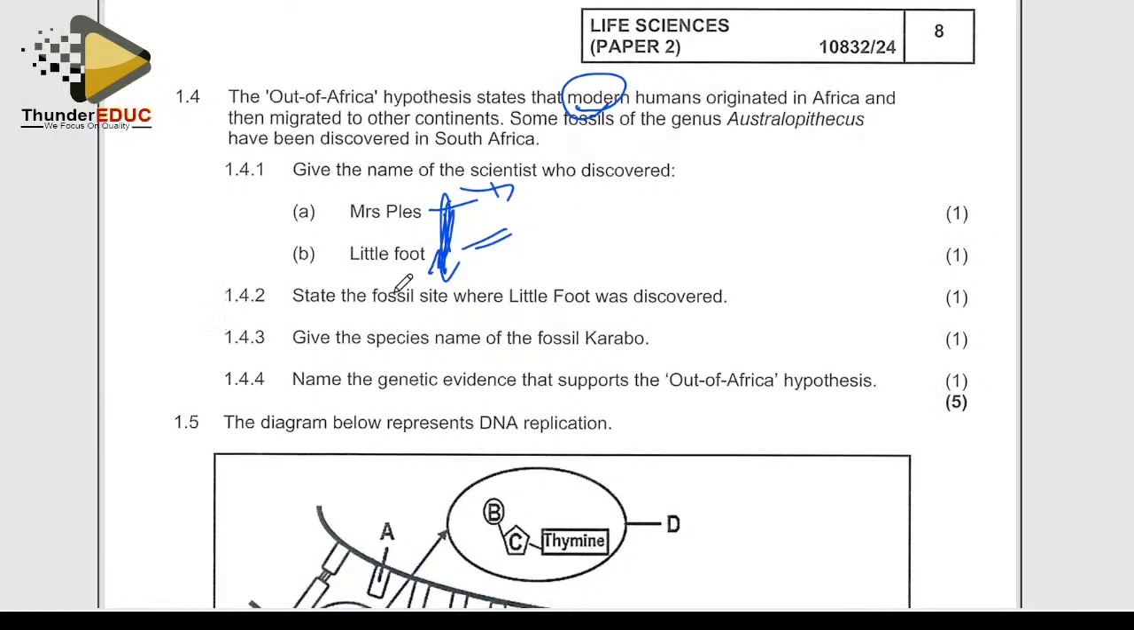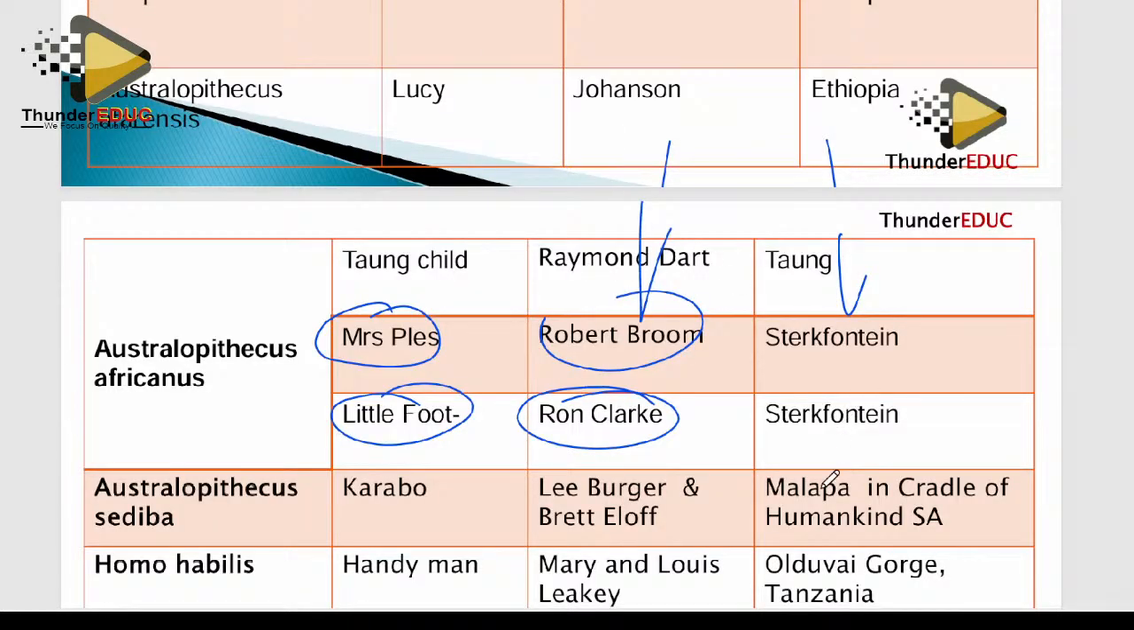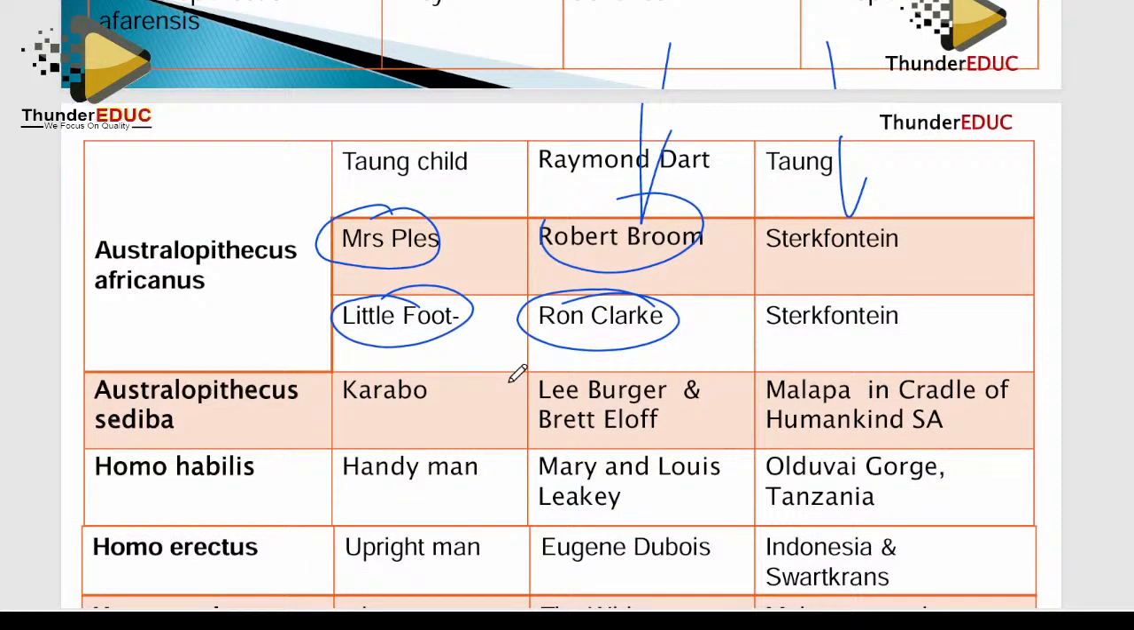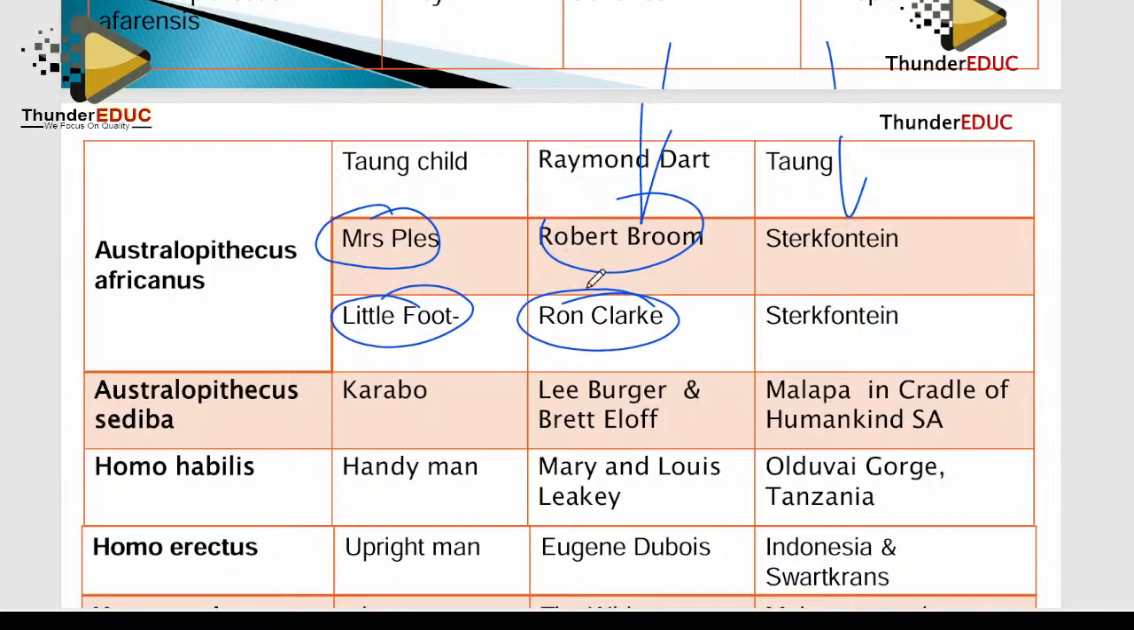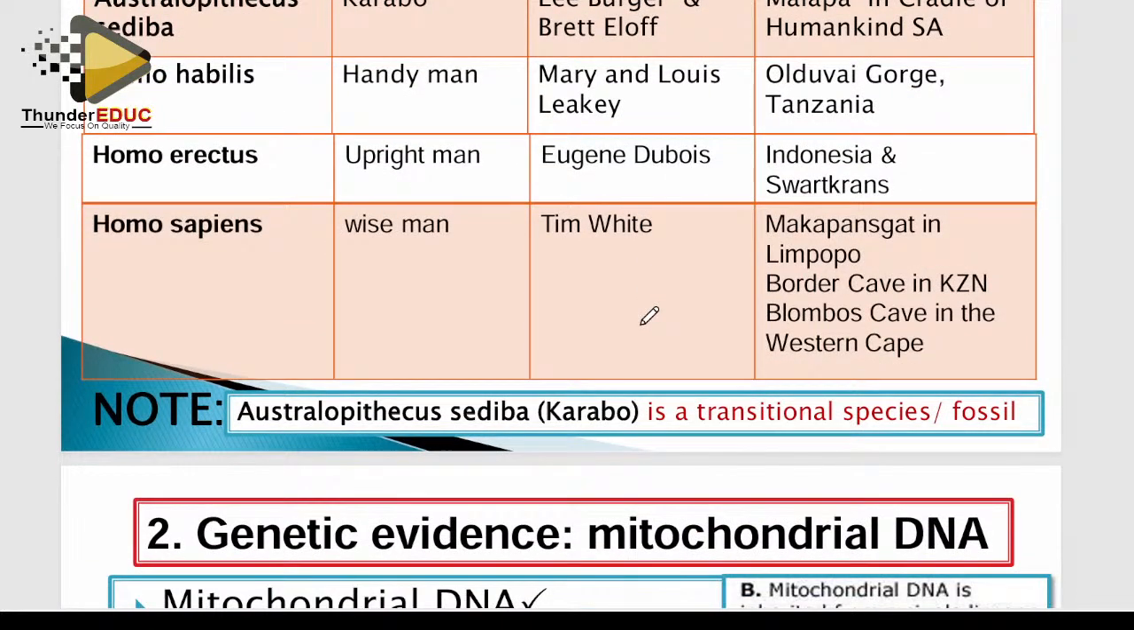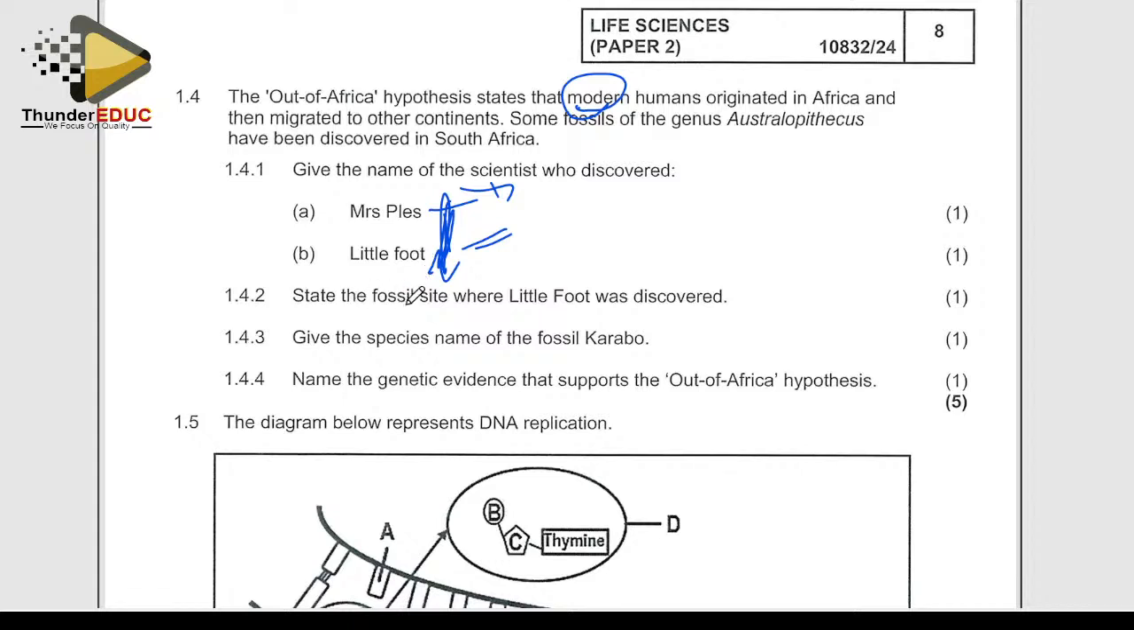Anyway, let's continue. State the fossil site where Little Foot was discovered. Sterkfontein. So you say Sterkfontein caves. I don't know whether if you don't add the word caves they will give it to you, but it's Sterkfontein. All right. Give the species name of the fossil: Australopithecus sediba. Yes, they are looking for Australopithecus sediba, which we call the transitional fossil. Okay, we are done with this.